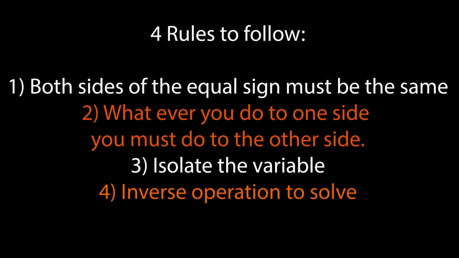So here's a quick recap of our 4 key rules. Number 1, make sure both sides of the equal sign are the same. Make sure that whatever you do on one side, you do on the other. Always look to isolate the variable. And finally, use the inverse or the reverse operation to solve.